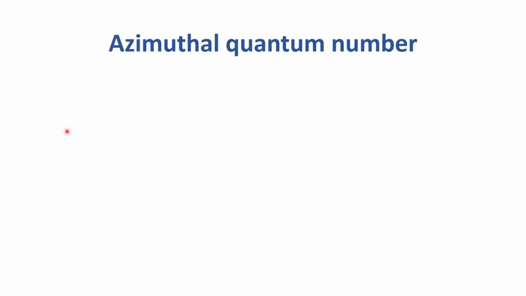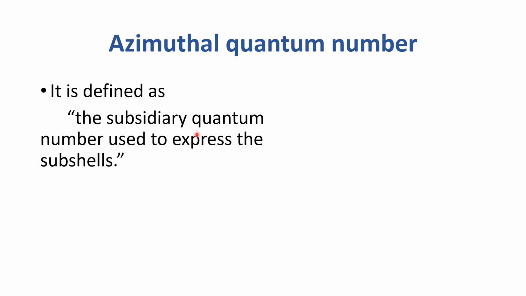The topic of discussion is atomic structure, and the subtopic is azimuthal quantum number. Let's define azimuthal quantum number: the subsidiary quantum number used to express the subshells.